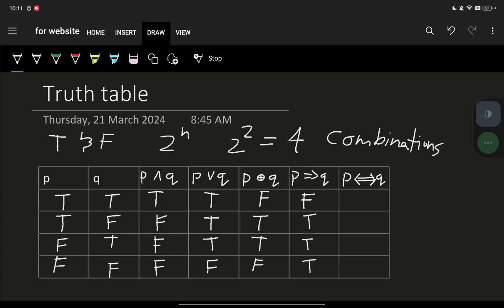For biconditional, it is true if both statements are true or both false. So in the first row, since both are not true or false, it is false. Remember, both have to have the same truth value. That means the second row is true, the third row is true.